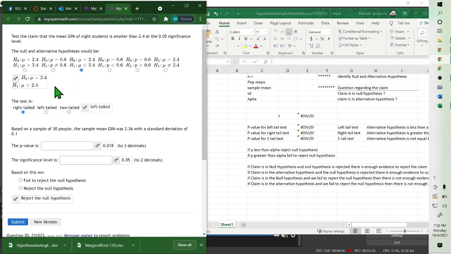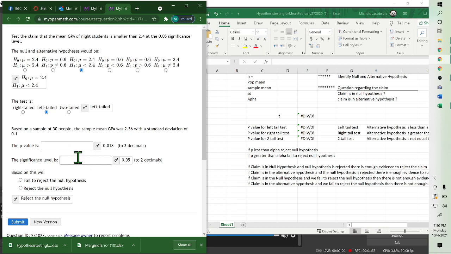When it's pointing to the left, it's a left tail, so it should have been left tail, not right. Greater than would be a right tail. And two tail is not equal to. So if it's not equal to, it's this one. A left tail is less than, and a right tail is greater than. So this is a left tail.